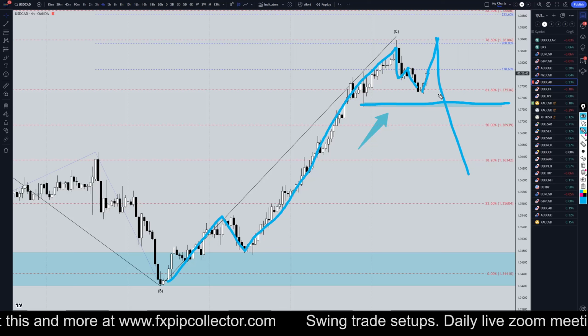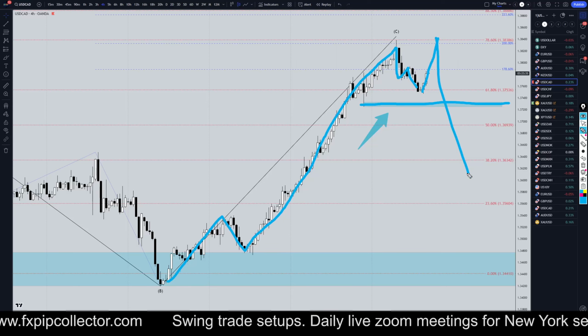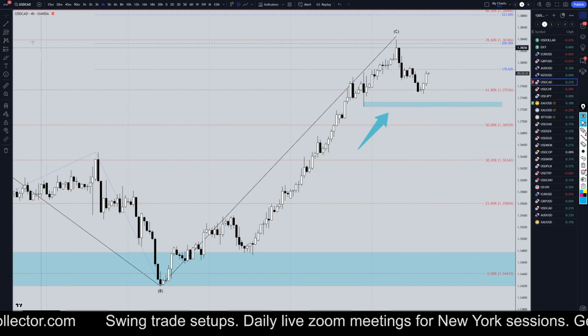Like I said, we do have some news coming out today. Maybe we'll get lucky and we'll get this reversal today and a break of structure, so that way we can start looking for shorts in a downtrend.